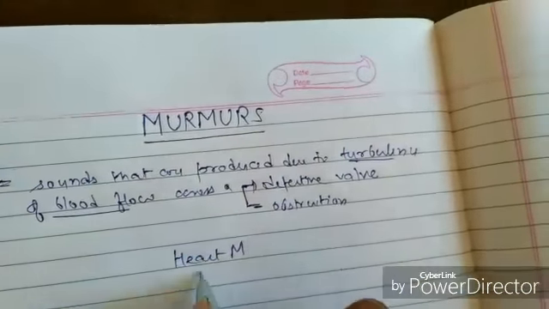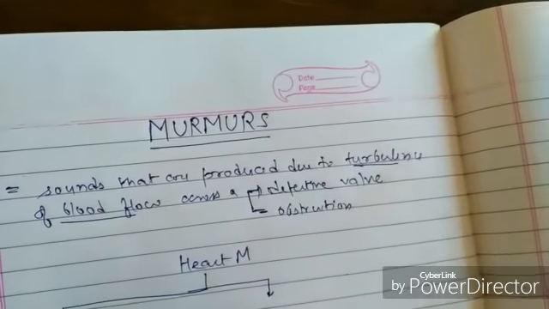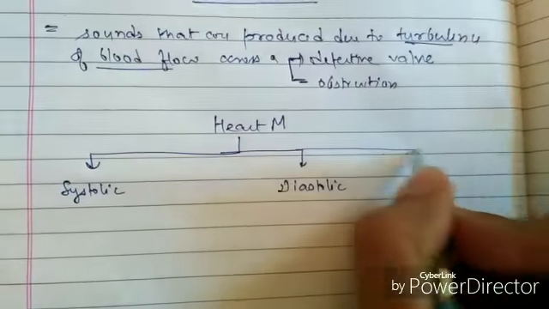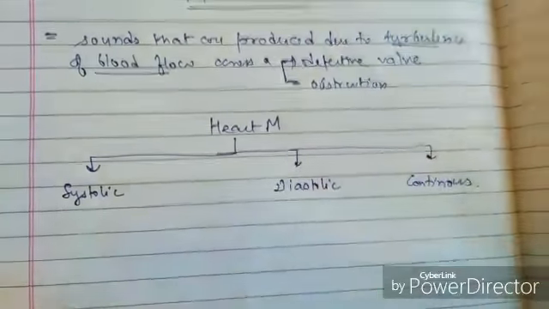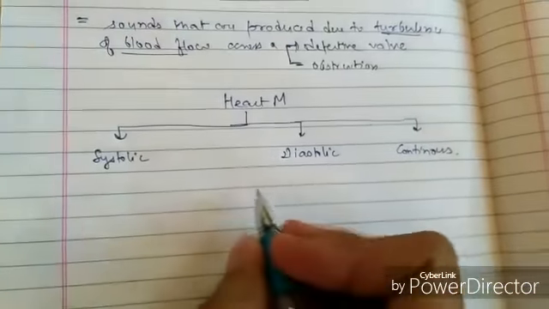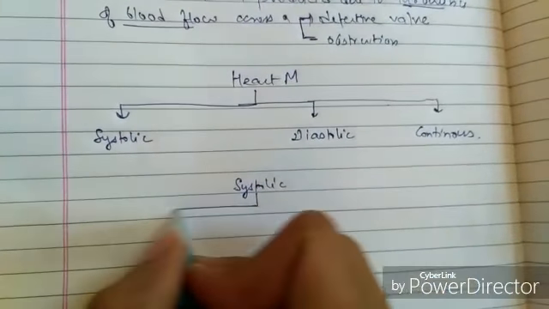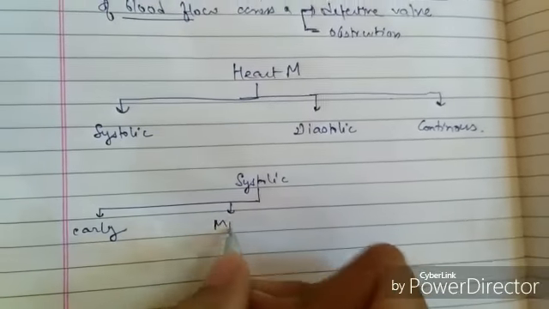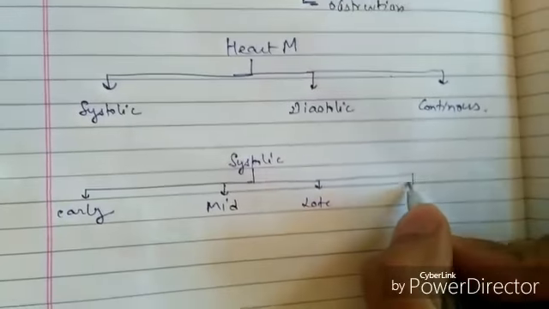Now we classify the heart murmur according to the part of the cardiac cycle in which it occurs. A heart murmur can occur in systole, so it is a systolic murmur. It can occur in diastole, so it is a diastolic murmur. And it may be present in both systole and diastole, so it is a continuous murmur. Now a systolic murmur can be in the early part of systole, the mid part, the late part, or in the whole systole, that is a pansystolic murmur.